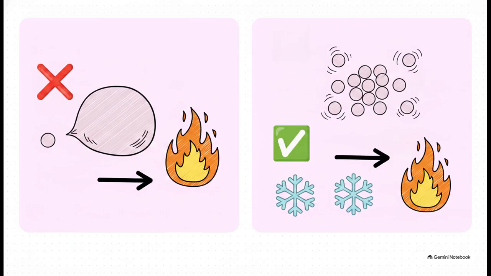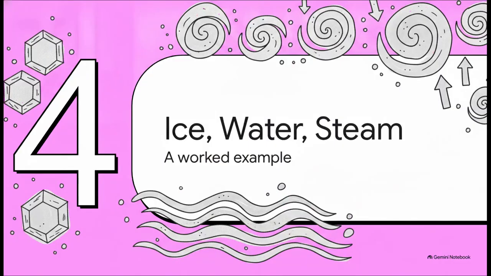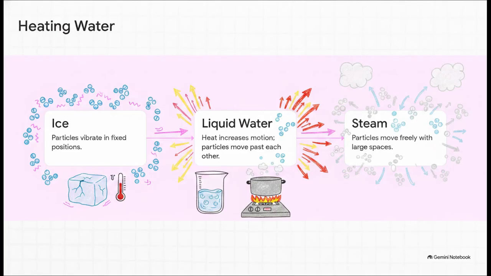When you add heat, you're adding energy. That energy makes the particles move faster, and because they're moving faster, they bounce off each other harder and spread further apart. So an object expands because the empty space between the particles increases, not because the particles actually grew. Let's jump into Section 4, ice to water to steam, a worked example in action. With that huge misconception busted, let's zoom back out and apply this to the real world.